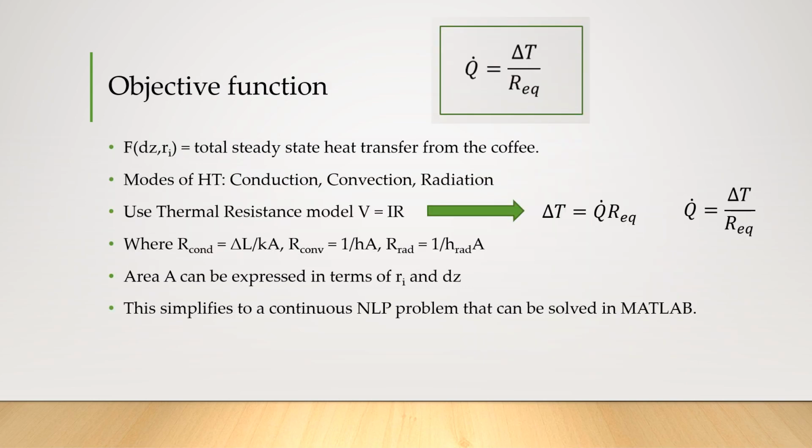The objective function, which is to be minimized, will be the total steady-state heat transfer rate from the coffee to the surroundings. I will consider the three modes of heat transfer from the top, bottom, and sides of the mug, using a thermal resistance model analogous to Ohm's law for electrical systems. Here, the equivalent resistance of the system will be a function of the different areas through which heat transfer is taking place. These areas can be expressed in terms of the design variables, which simplifies this problem to a continuous, nonlinear programming problem that can be solved in MATLAB.